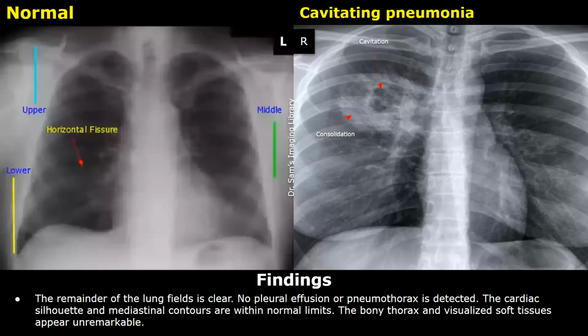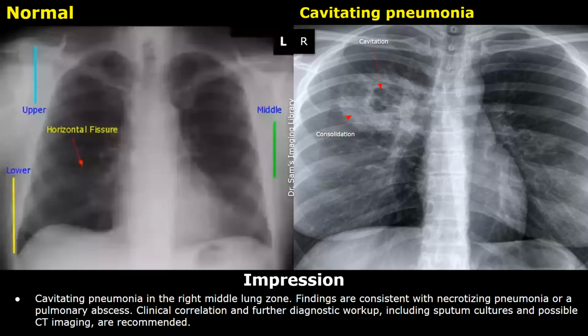The cardiac silhouette and mediastinal contours are within normal limits. The bony thorax and visualized soft tissues appear unremarkable. This is the impression: cavitating pneumonia in the right middle lung zone. Findings are consistent with necrotizing pneumonia or a pulmonary abscess. Clinical correlation and further diagnostic workup, including sputum cultures and possible CT imaging, are recommended.